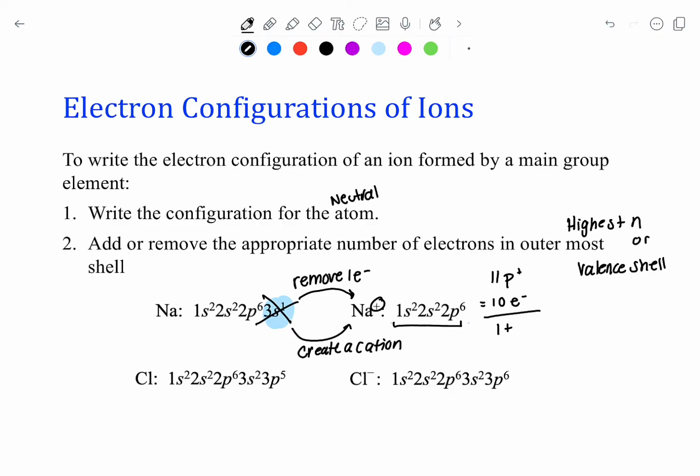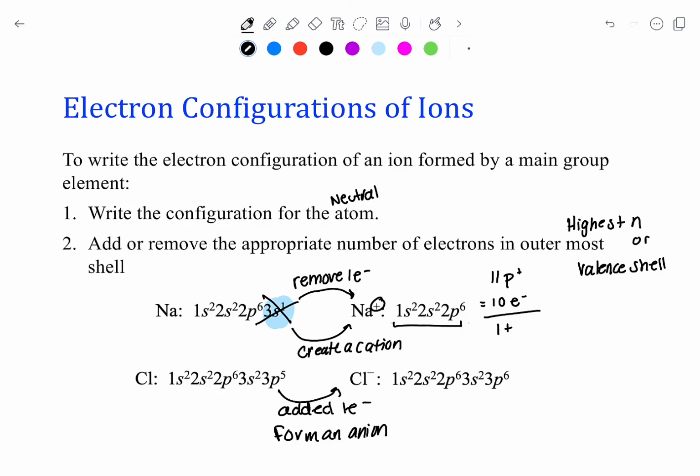Okay, let's look at an anion. Let's look at chlorine. Chlorine is 1s2, 2s2, 2p6, 3s2, 3p5, and we're creating a chlorine 1- ion, so we've added 1 electron to form an anion. Okay, so it's a negative ion. We have a negative charge on there.